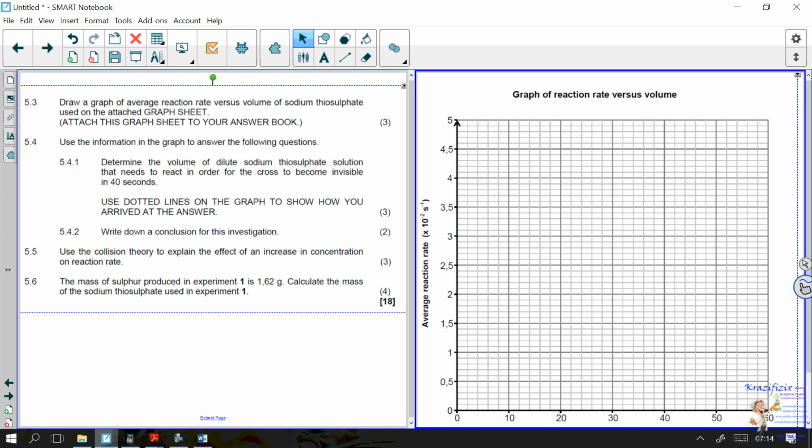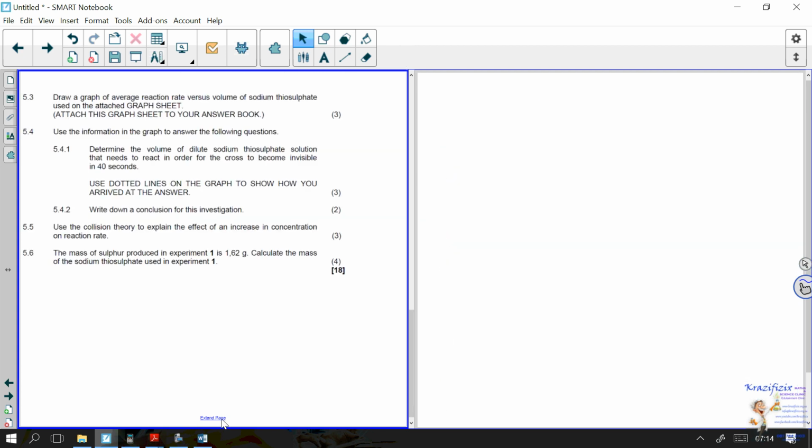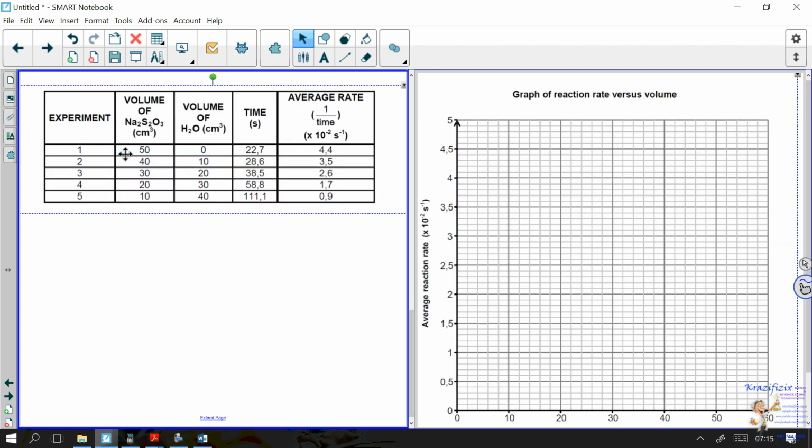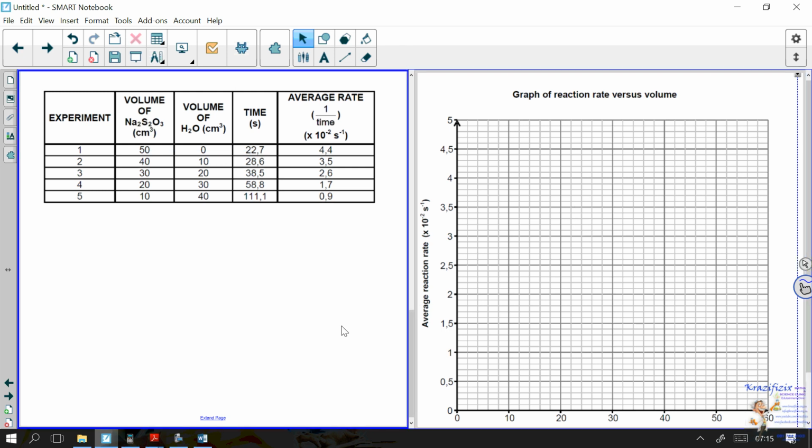Draw a graph of average reaction rate versus volume of sodium thiosulfate used. All right, so we have a graph page and we need to draw a graph quickly. In order to make that easy, we've put a graph page there, and I need my values, so that we can draw this graph together and see what to do. Okay, let's use something different, a red ink there. What am I plotting? Average rate, and I am using that against volume. Okay, they've helped us, it's calibrated.